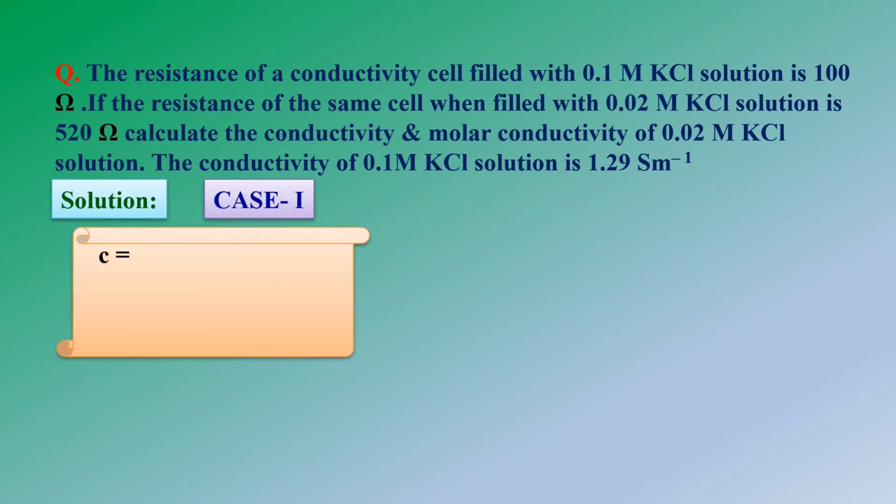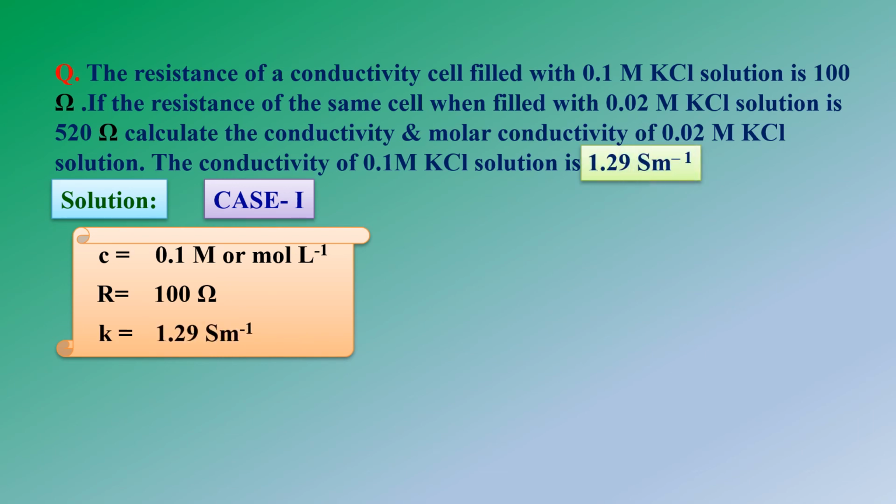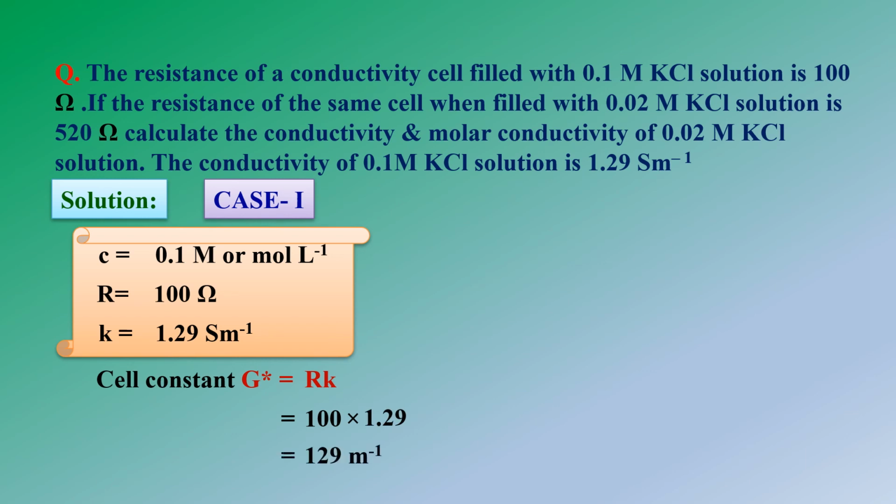Case 1. In that, concentration is 0.1 molar or moles per liter. First case, 0.1 molar KCl is taken. In that R is 100 ohm and K is equal to 1.29 Siemens per meter. This is the first case. For this cell constant G star can be calculated by G star is equal to RK. So substitute the values. R is 100 ohm, K is 1.29. So it is equal to 129 per meter. The cell constant is 129 per meter.